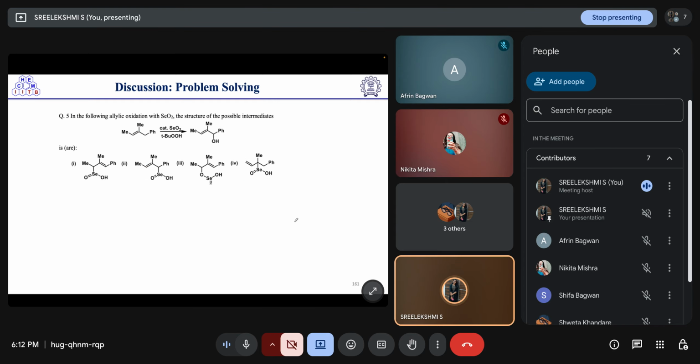Moving to the next question. In the following allylic oxidation with SeO2, what is the structure of the possible intermediate? So this alkene we are treating with SeO2 and tertiary butyl hydroperoxide, and we are getting this product. We just have to predict which intermediate can be favorable. So allylic oxidation is happening. This position is getting oxidized and a hydroxyl group is coming over there. So through which intermediate can we get this product?